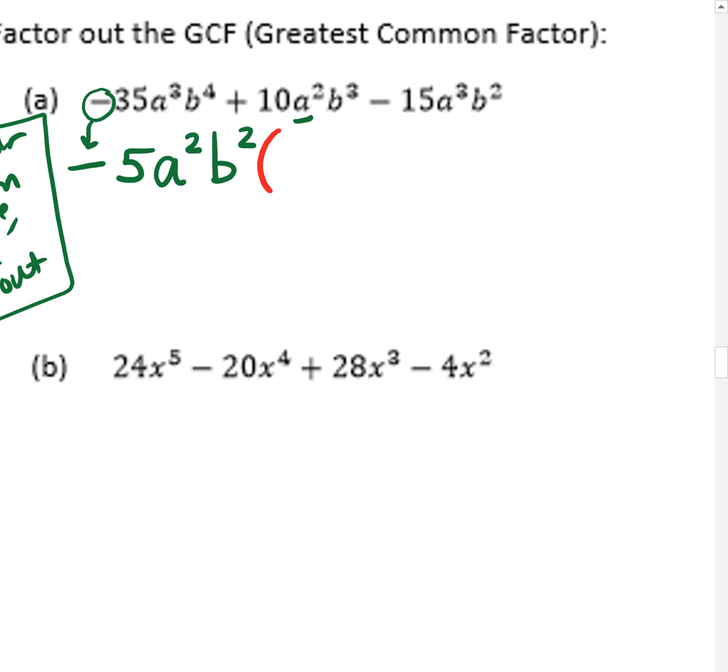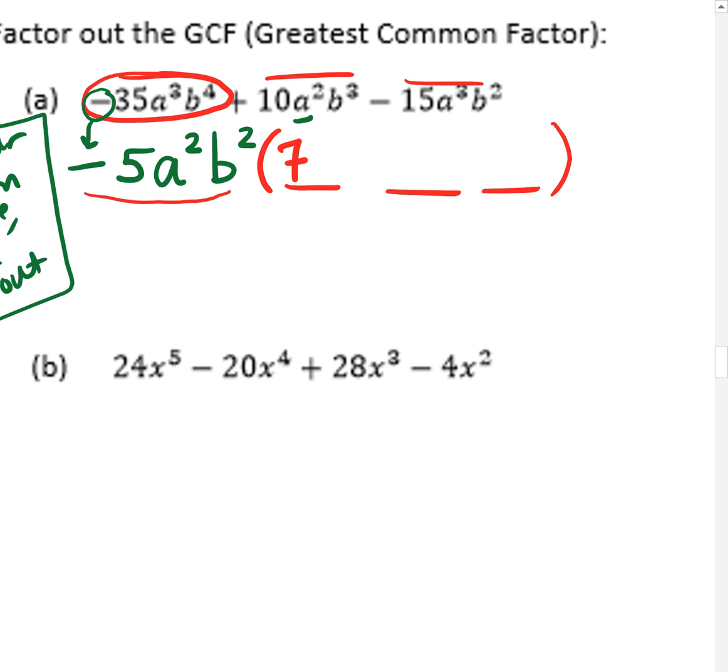And we'll have parentheses left over, and we'll have a space for each of the original terms. One for the first term, one for the second term here, and then one for the third term. And you just see, the greatest common factor outside times what would make the term you want. So, for example, negative 5a squared b squared times what would give me the first term. You can kind of do it step by step. Negative 5 times what is negative 35. It'd be 7. A squared times what is a to the third. That'd be a. B squared times what is b to the fourth. That'd be b squared.